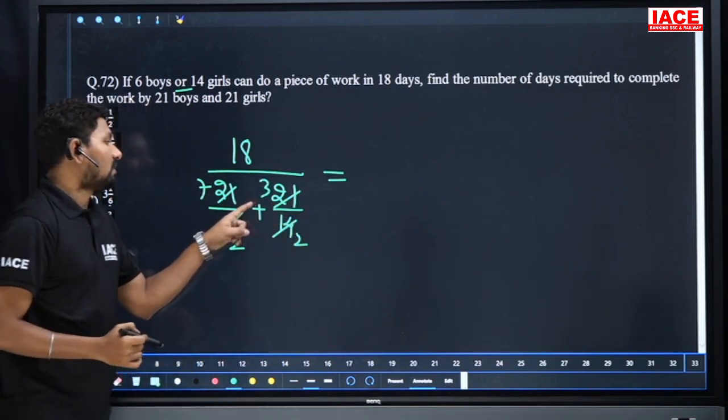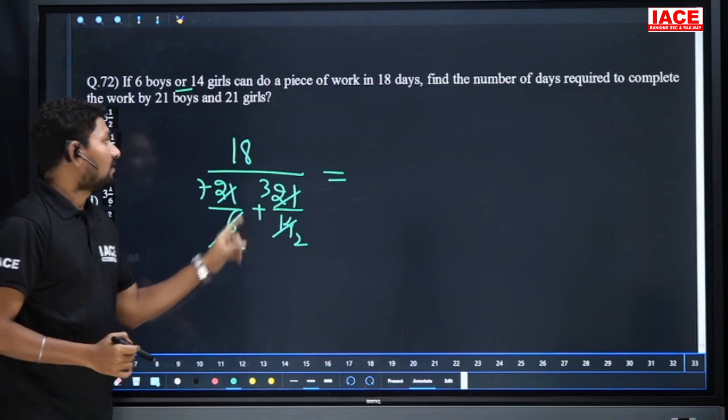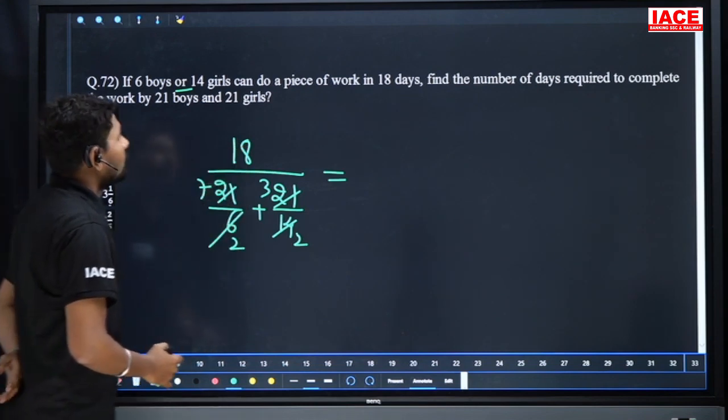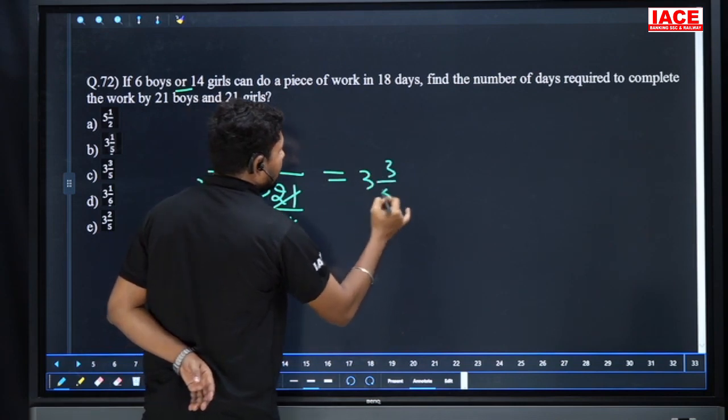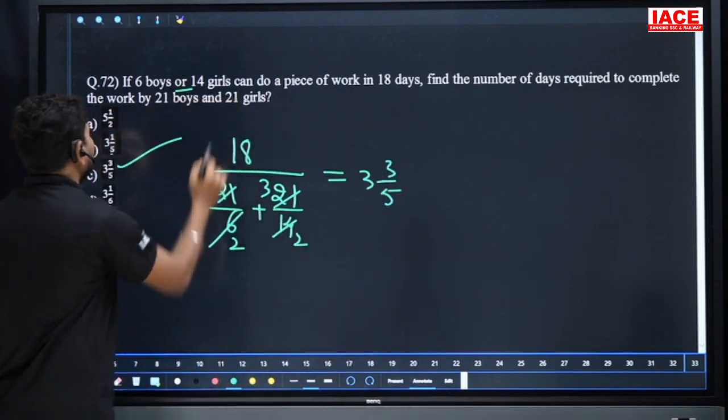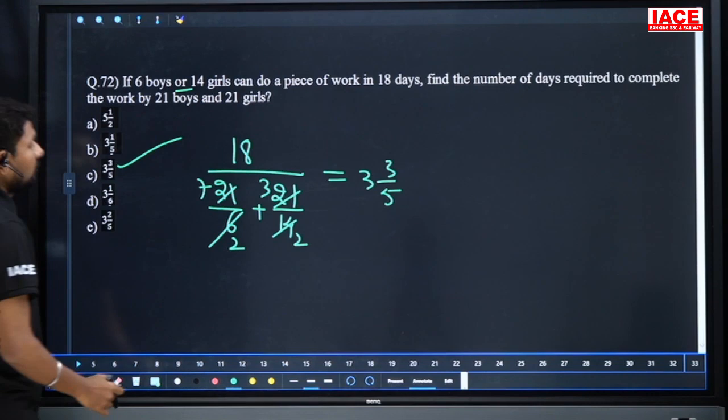7 plus 3 value 10. 10 by 2 value is what? 5. 5 is dividing to 18. 5 is dividing to 18 means how many times? 5 3s are 15, remaining is 3 by 5. 3 by 5 is our answer. Then go for the next question.